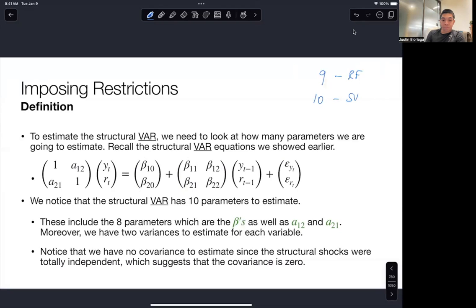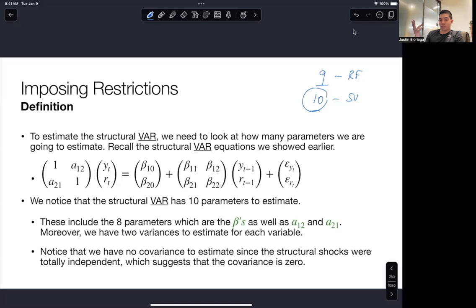Again, we have no covariance measure in the structural VAR because we assume that the shocks are exogenous, which suggests that the covariance is 0. So there's going to be a problem. We have 9 here, 10 here. We need to find a way to reduce this 10 to 9, which is exactly why we need to impose one restriction.